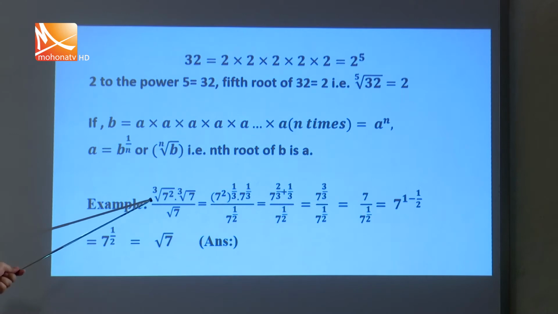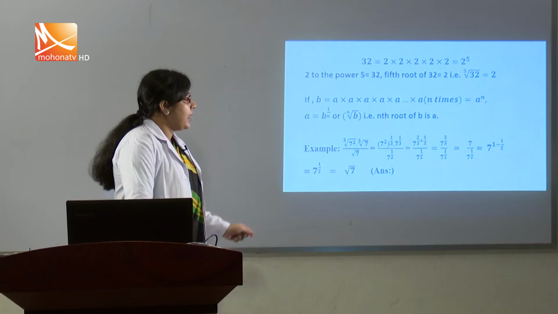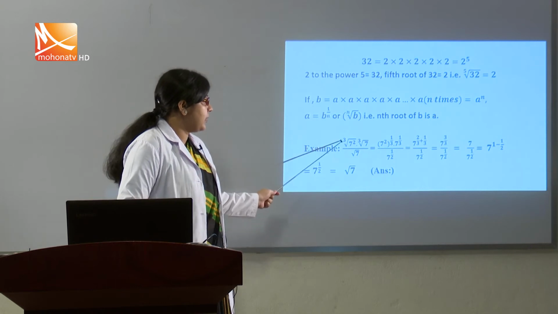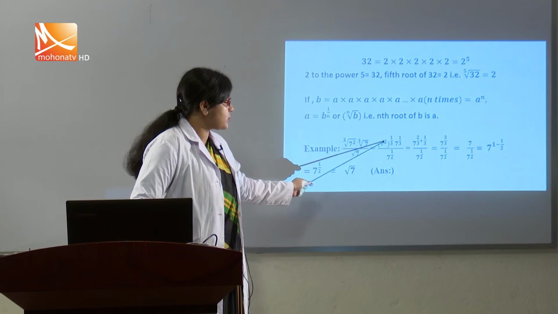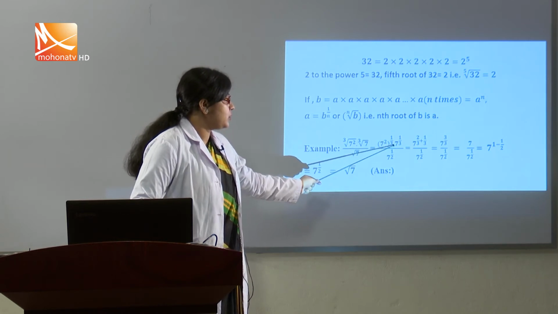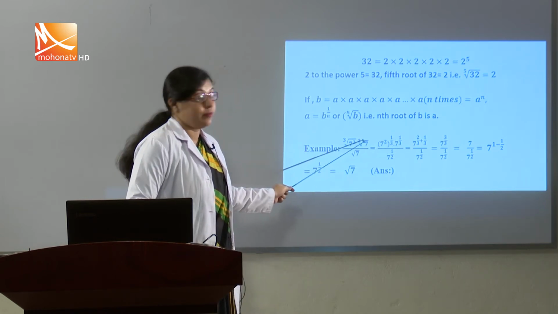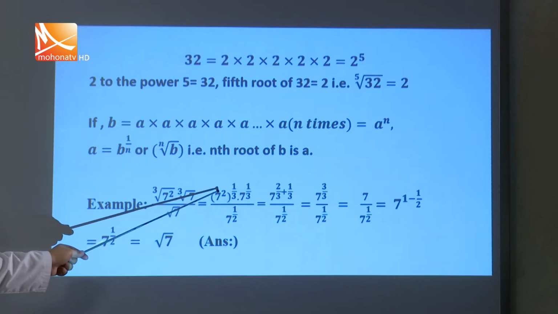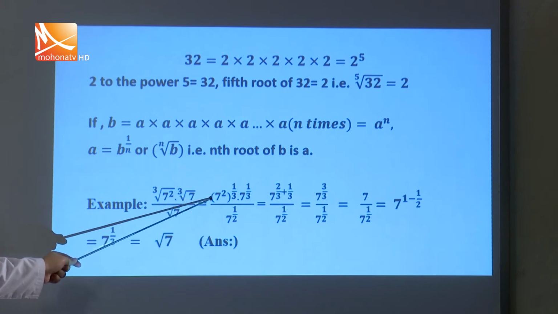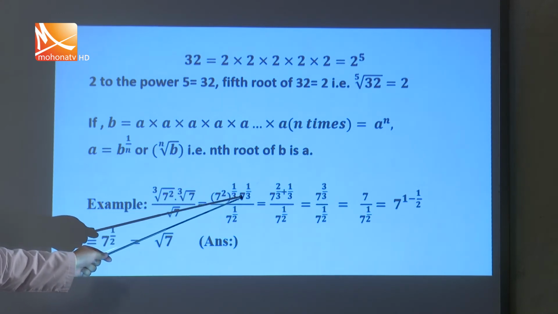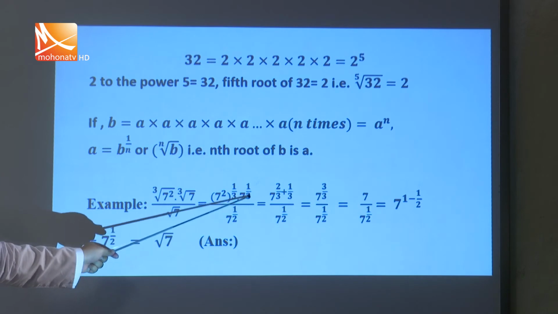Here we have an expression: cube root of 7 square into cube root of 7 divided by square root of 7. According to our nth root, we can write cube root as 1/3. So it becomes 7 square whole to the power 1/3 into 7 to the power 1/3, and according to our laws of power, we have to multiply them together, then it will become 7 to the power 2 by 3 into 7 to the power 1 by 3.